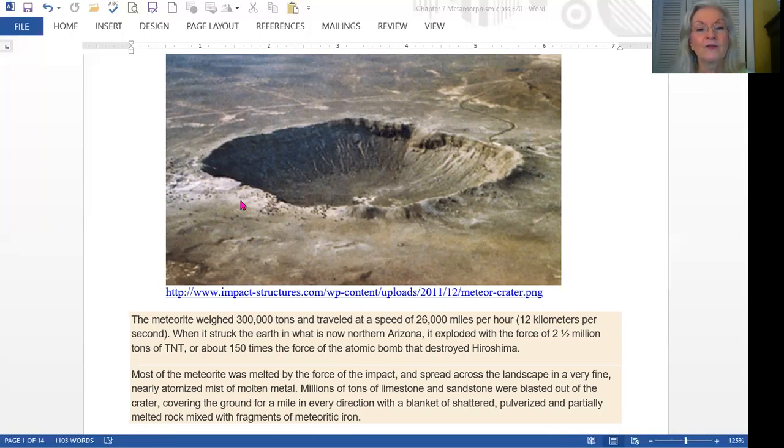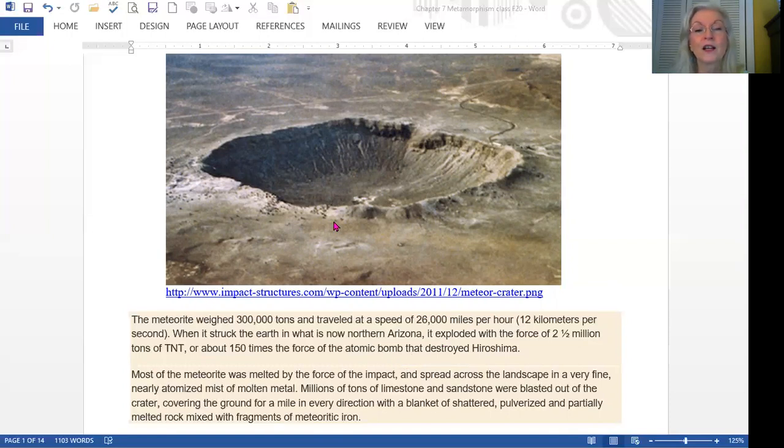So this is a photograph of Barringer Crater, which is an impact crater in Arizona. If you were going to see the Grand Canyon, this would be on your way from Hickory, North Carolina. It was created when a 300,000 ton meteorite traveling at 26,000 miles per hour struck the Earth.